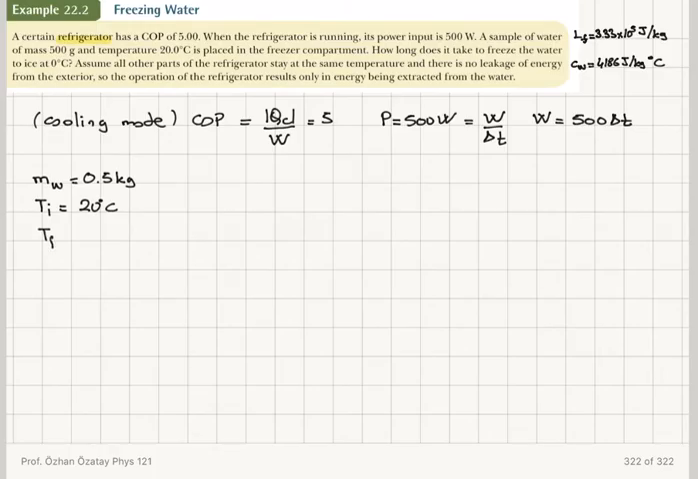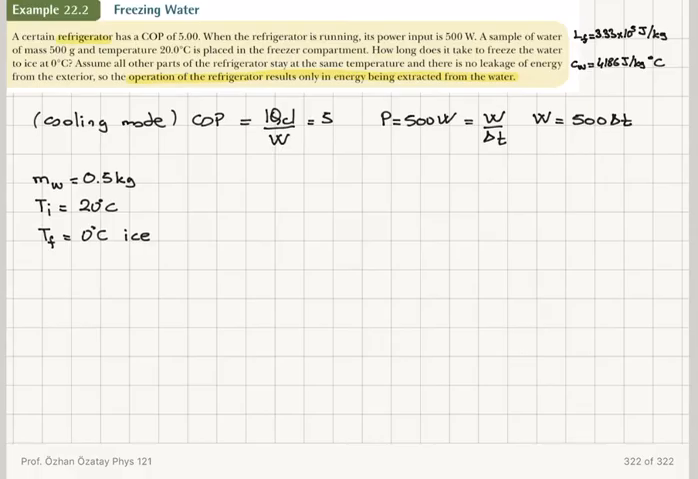Finally, I have 0 degrees Celsius ice. Assume all other parts of the refrigerator stay at the same temperature. There is no leakage of energy from the exterior, so the operation of the refrigerator results only in energy being extracted from the water. So this is an important part. There is only energy being extracted from the water. Okay, so how much energy is extracted from the water in order to achieve this task?